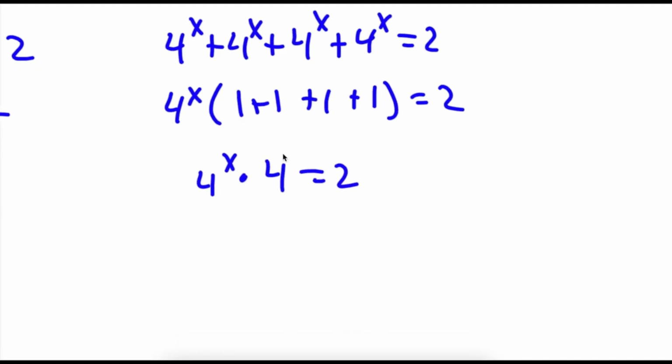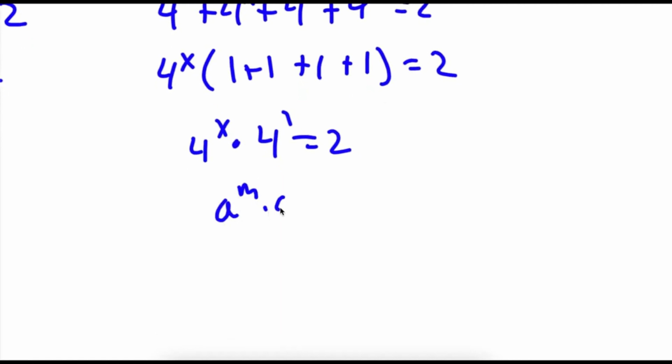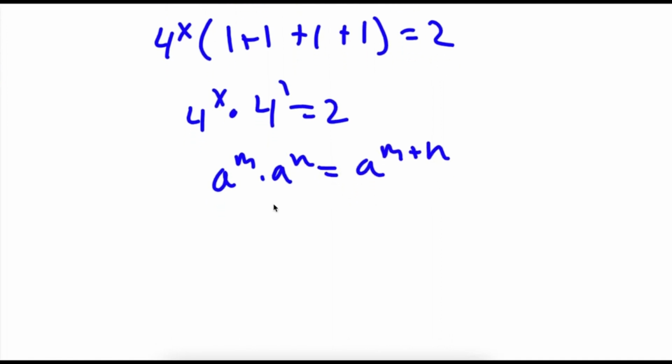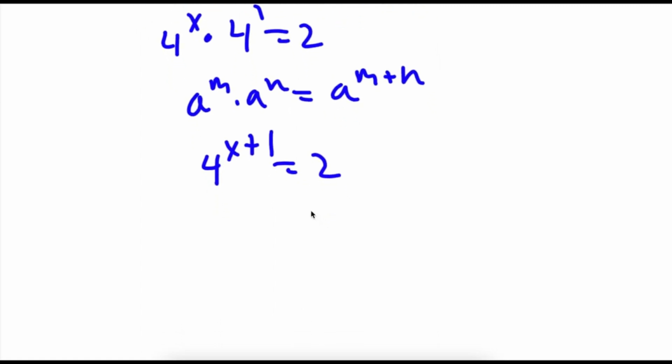Now, instead of dividing both sides by 4, 4 is the same thing as 4 to the power of 1. And if I have something in the form a to the power of m times a to the power of n, this is equal to a to the power of m plus n. So 4 to the power of x times 4 to the power of 1 would equal 4 to the power of x plus 1, so equal to 2.